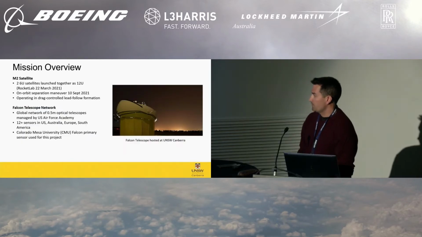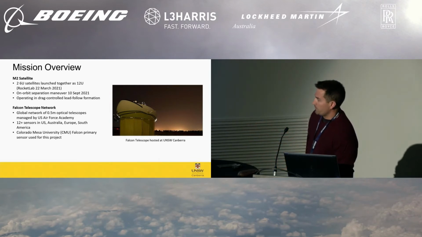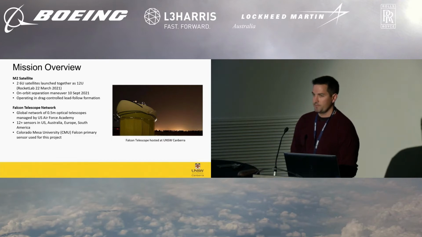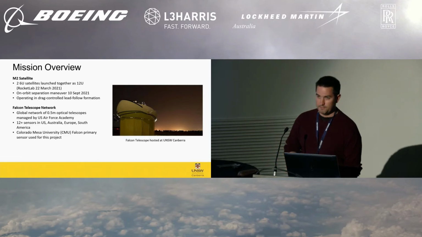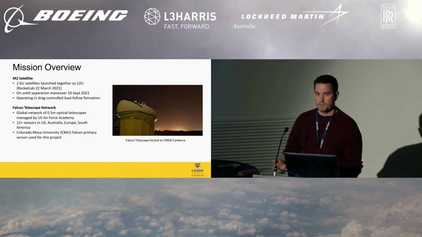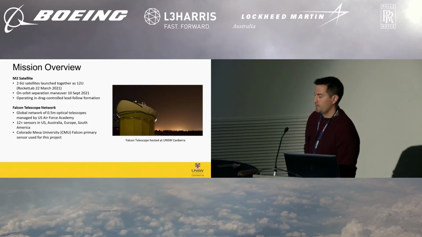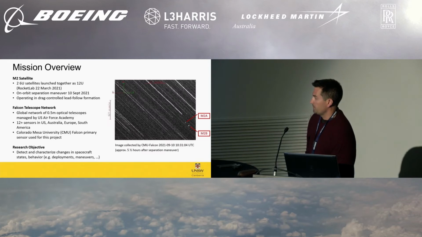We're also part of what's called the Falcon telescope network. So we have some telescopes here on the ground. We operate one of these nodes at UNSW Canberra, but there's also a global network of telescopes that's managed by the U.S. Air Force Academy. So the good part of being in this network is that we're able to access any of these other sensors. Anytime that one of them is available, has good visibility conditions, good weather conditions, we can use that to track our satellites and do some analysis. The main telescope that we actually use for this is located at Colorado Mesa University in Grand Junction, Colorado, and that just happened to have the best observability conditions for this particular project.